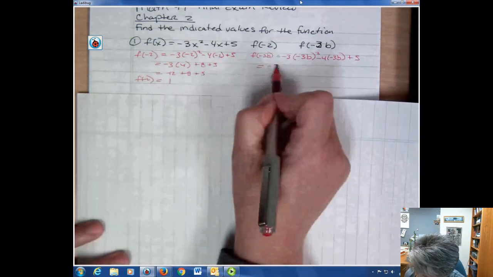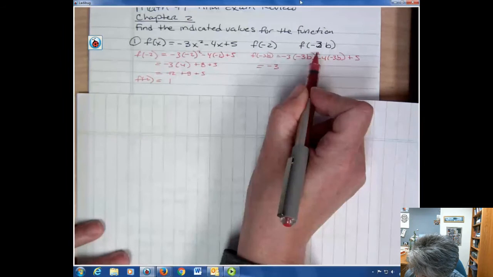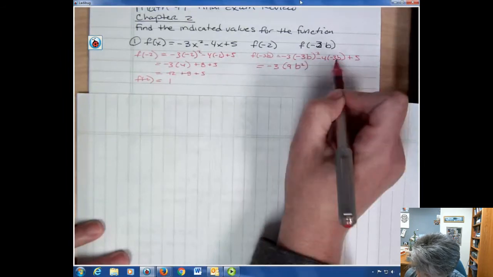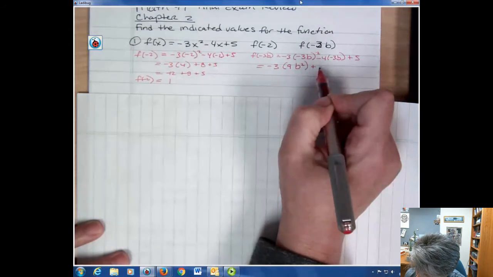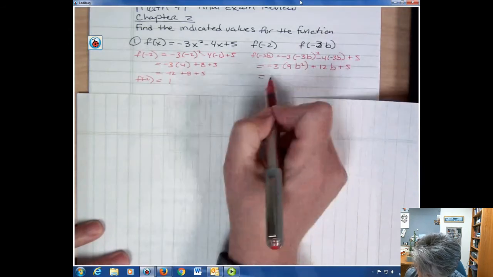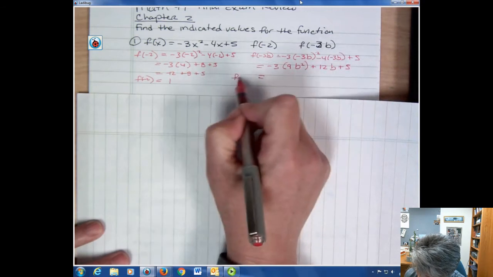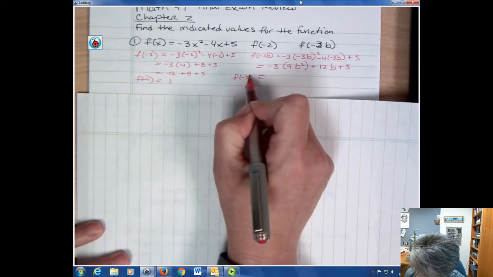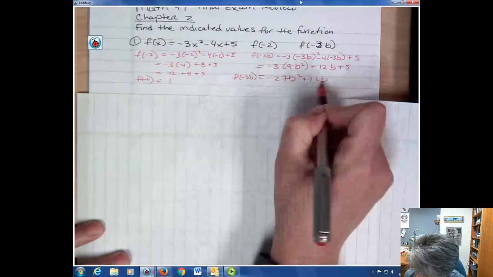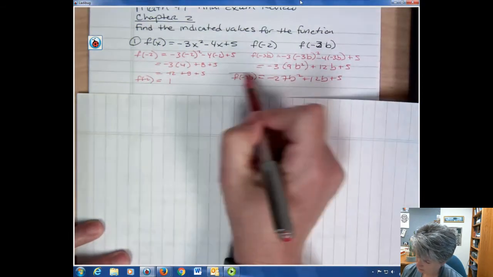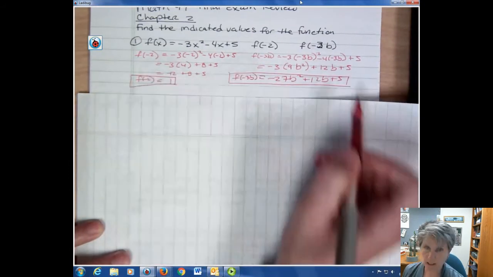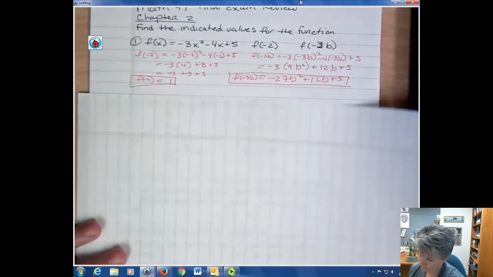And that looks like -3. (-3) to the second power is 9. And then -4 times -3 is 12. And -3 times 9 is -27b squared plus 12b plus 5. And that is that. Nothing else you can do. These are not like terms, so you're just ready to move on.